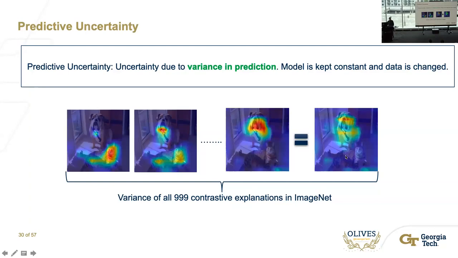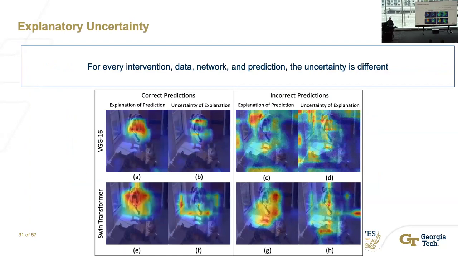I have a few better images that I can show later on. The most important thing that we can see here is that every network, every data point, and every prediction has an uncertainty associated with it. Now, usually we look at uncertainty as a conglomerate. We look at it as a certain number that exists for the entire data set. But if you look at a fine-grained level, then there are many things that affect this. This includes the kind of network we're using, for instance, VGG16 versus the Swin transformer.